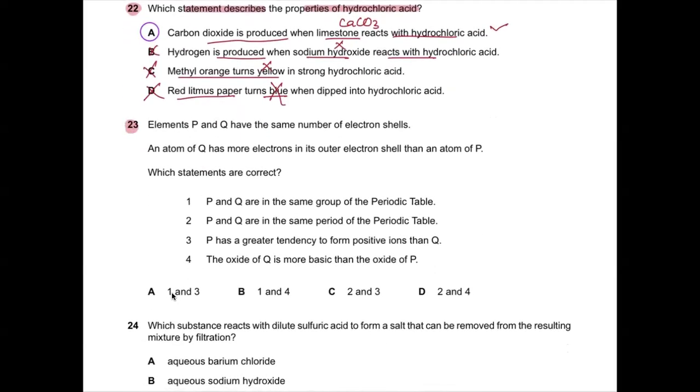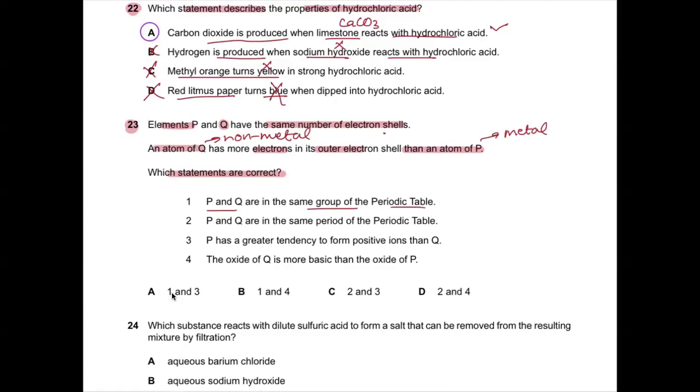Now, MCQ number 23, elements P and Q have the same number of electron shells. An atom of Q has more electrons in its outer shell than an atom of P. Which statements are correct? If we assume that P has fewer electrons in its outermost shell, it might be a metal. And Q might be a non-metal because it has more electrons in its outermost shell, right?